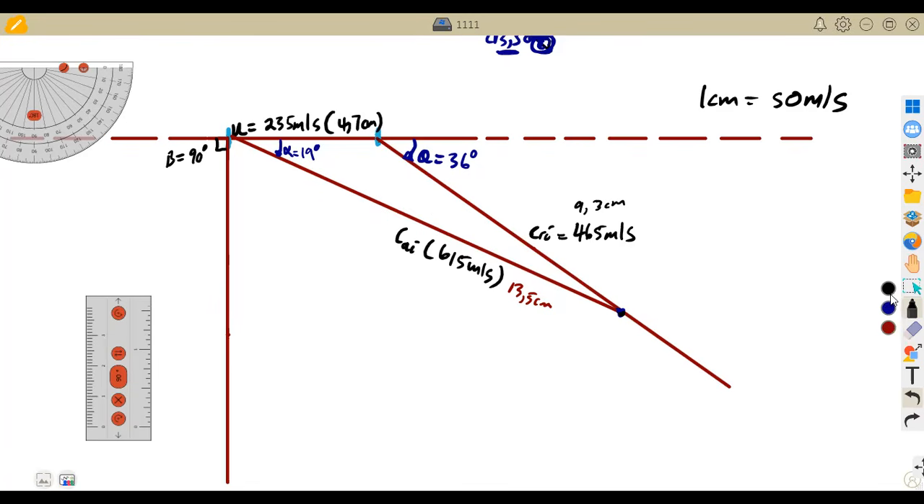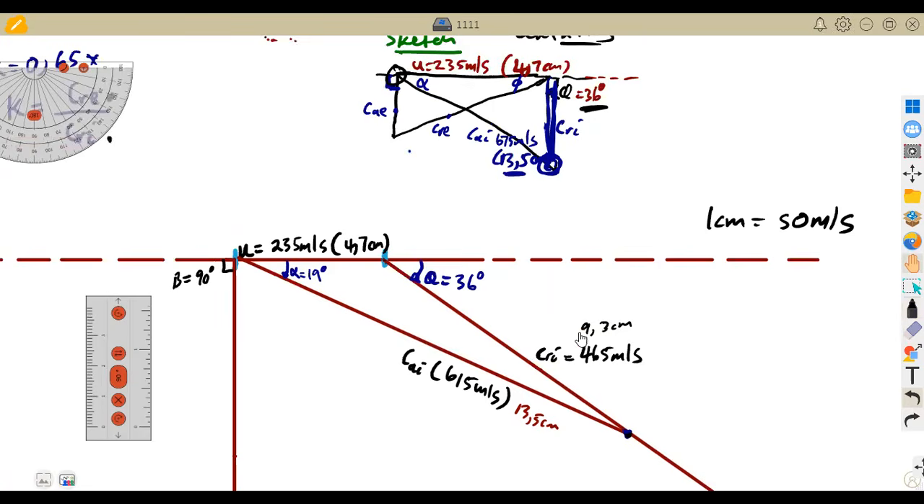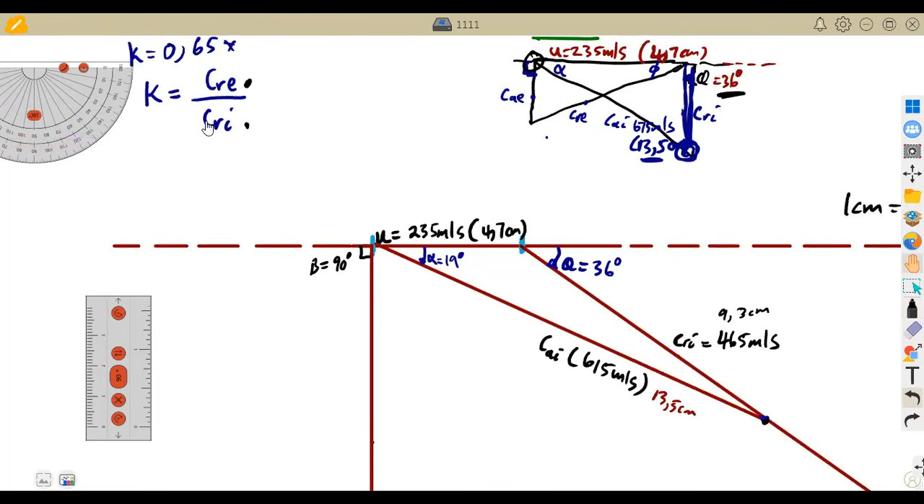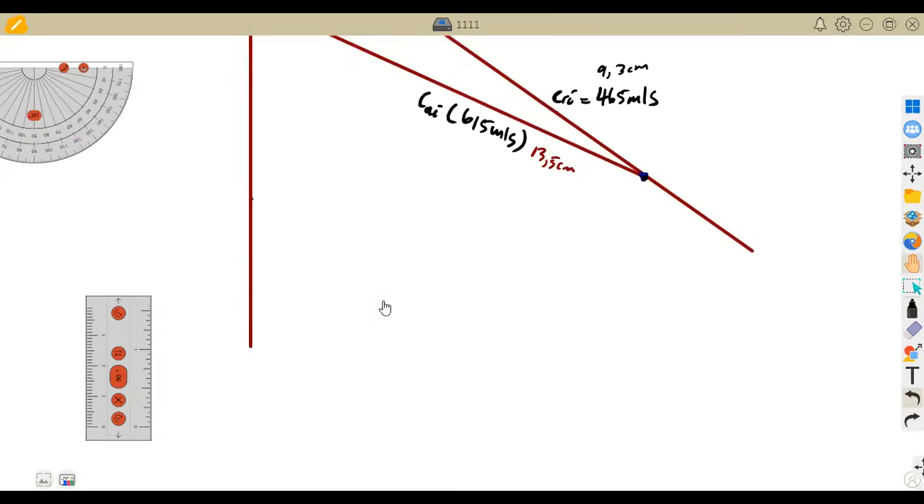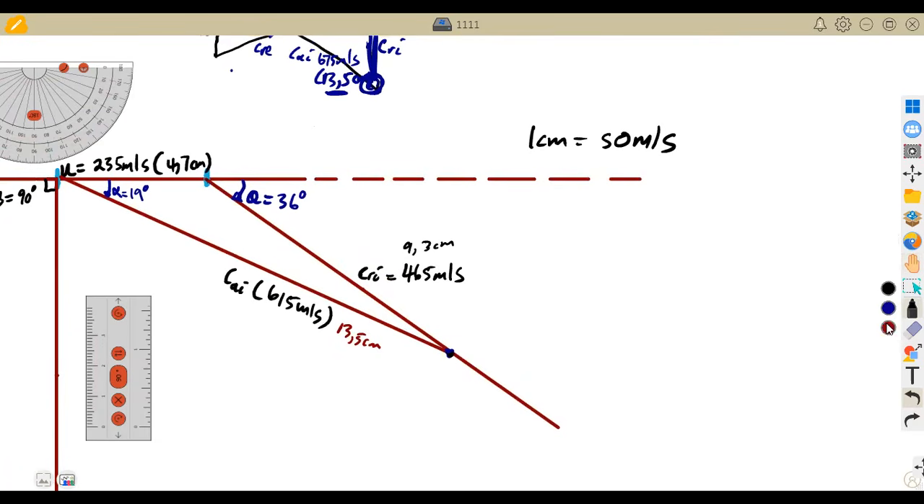Because we talked about a relationship between our inlet and the exit, which involves the constant, the coefficient of friction, in this case K. Remember from that formula that I listed, the coefficient of friction is equivalent to the exit relative velocity over the inlet relative velocity. So we have the inlet relative. We want to know the exit relative. So we can substitute, because we are given the coefficient of friction at 0.65.